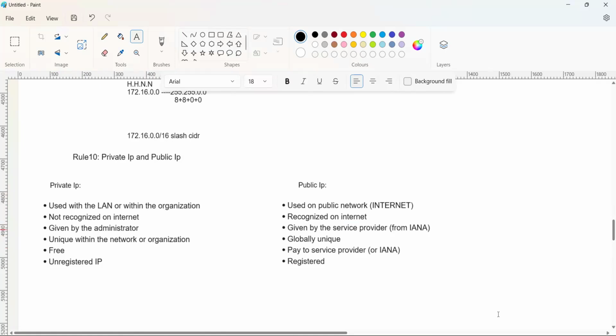Public IPs are provided by IANA, the Internet Assigned Numbers Authority, and used globally, as a paid service. Who will provide this? Service providers, meaning internet service providers, like Airtel, Bharti, or AT&T. Either they or IANA will provide it. We have to register these yearly. If you do not renew, it will expire, and then other persons will be authorized to take those IP addresses.